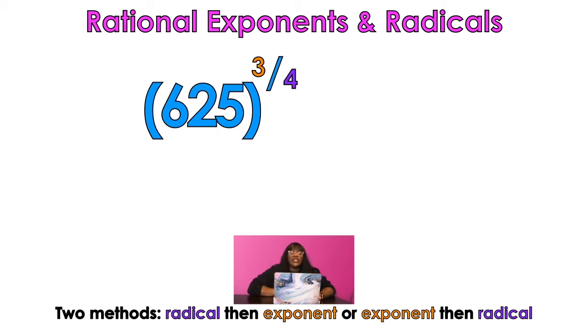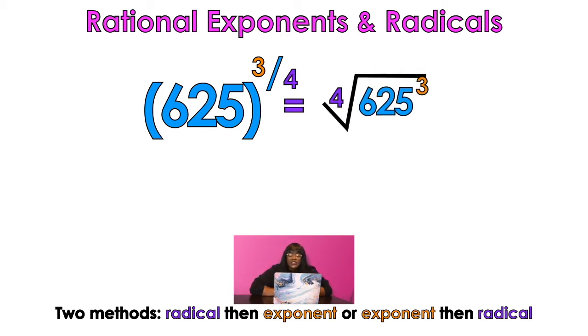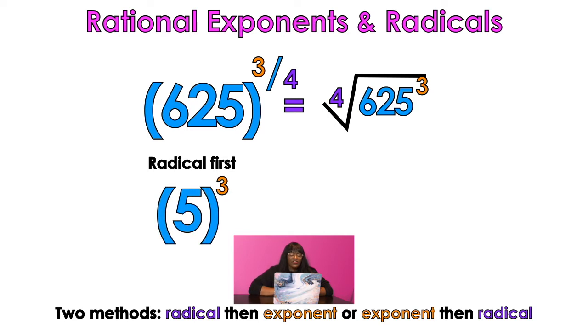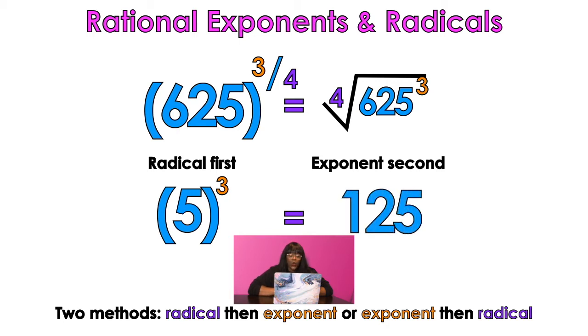625 to the 3/4 power. My index is going to be a 4th root, 625 to the 3rd. The 4th root of 625 is 5. Still with the cube. So I'm going to do the exponent second. And I'm going to say 5 cubed equals 125. Voila. Beautiful.